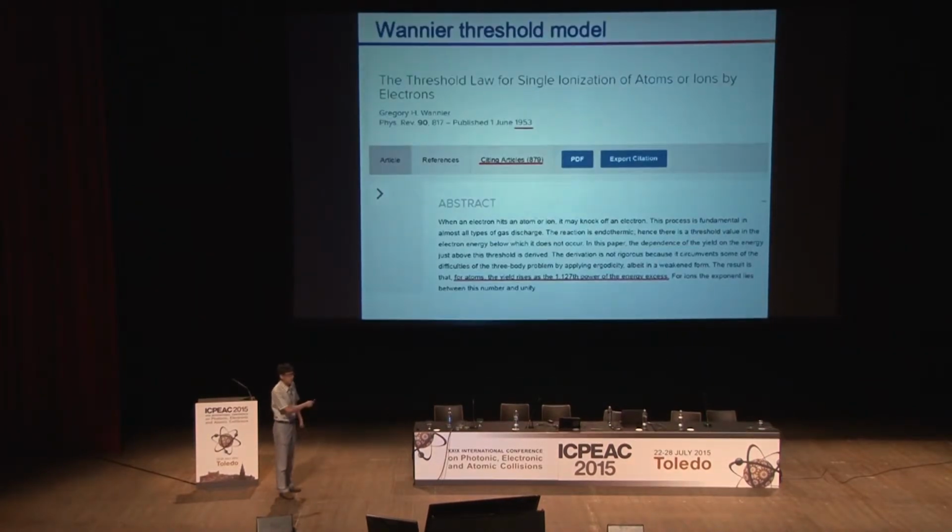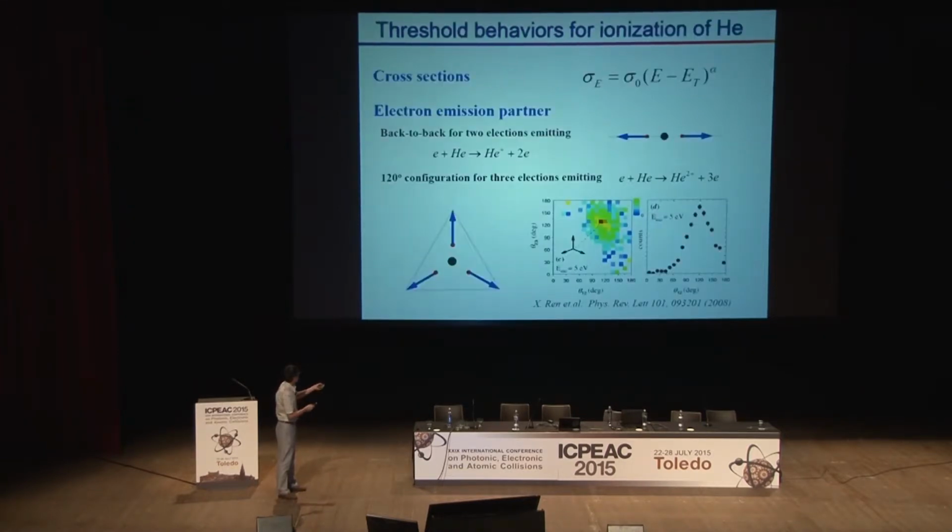So we start with this very old but very famous paper. In this paper, the authors investigated two or three electrons escaping from a nucleus near the threshold. They predicted some general behaviors for such processes. Here I list some general behaviors for single and double ionization of helium.